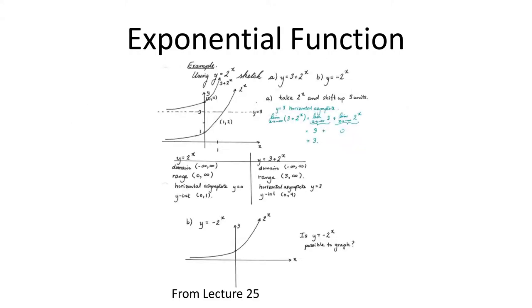And then, of course, you can sketch functions. So again, we had 2^x here as our base function. We can also sketch it by, say, shifting it up by 3 units. And that would translate all of our properties as well. So for instance, the domain stays the same, the range stays the same, but the horizontal asymptote shifts up by 3 units, and the y-intercept also shifts up by 3.